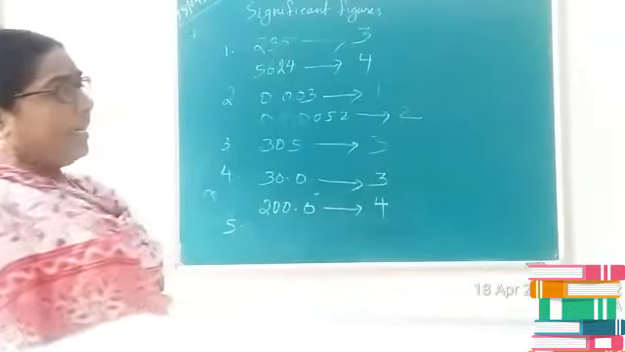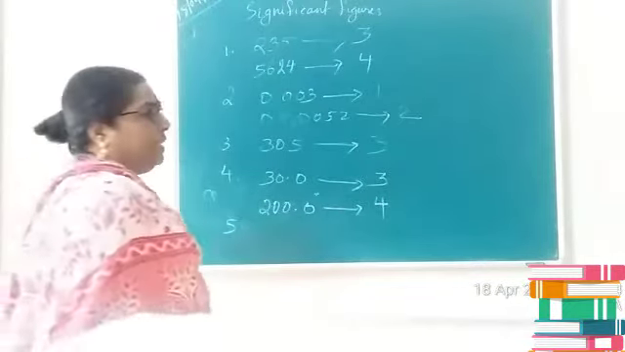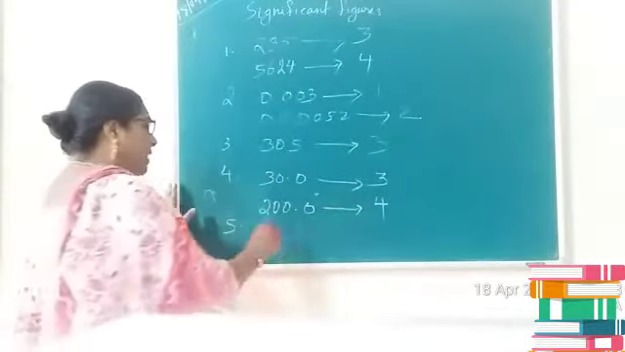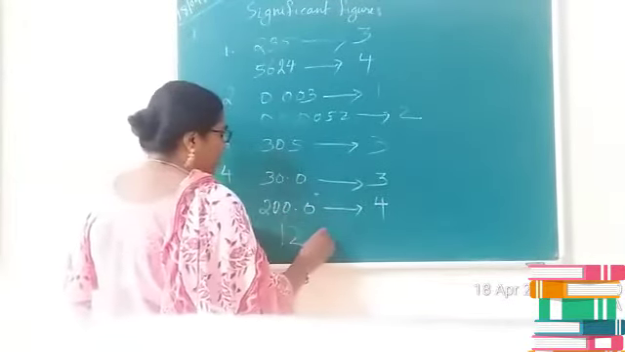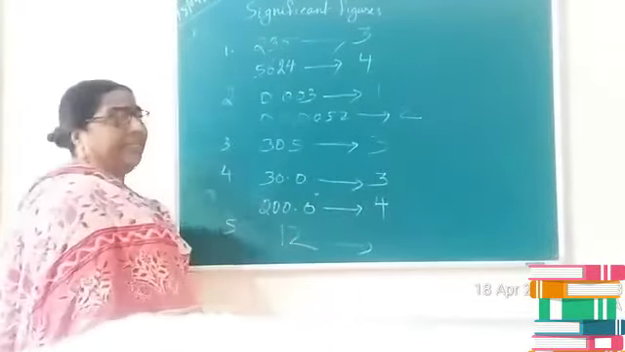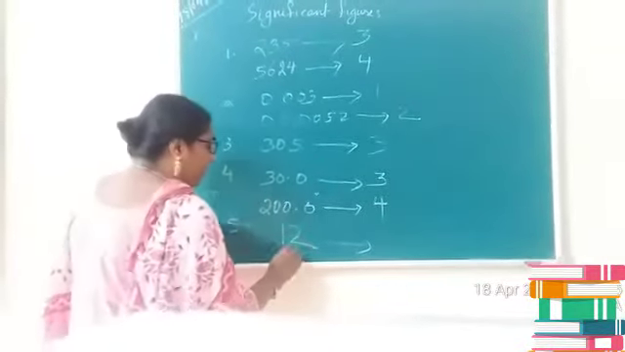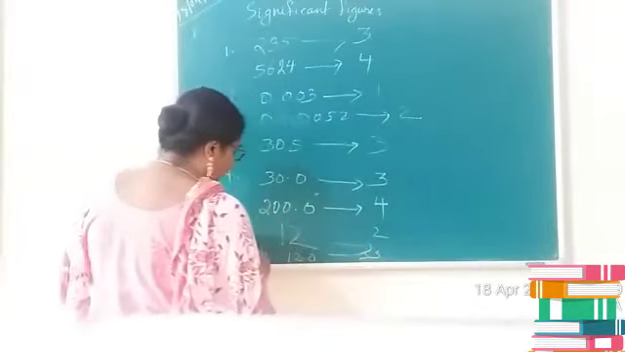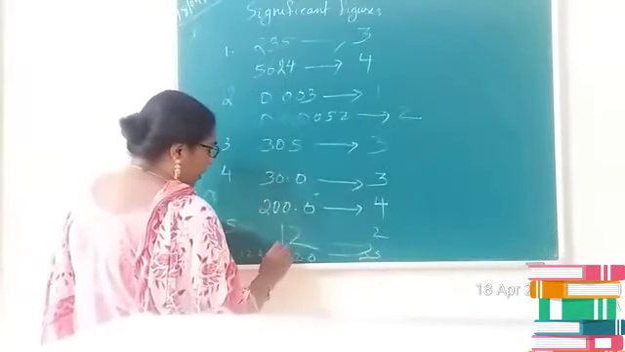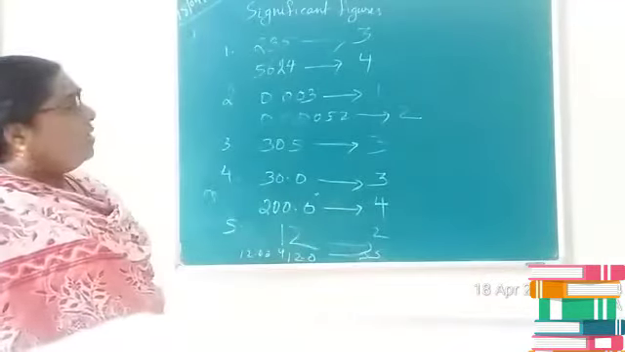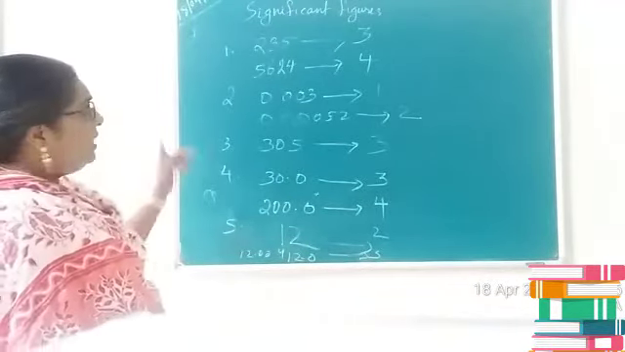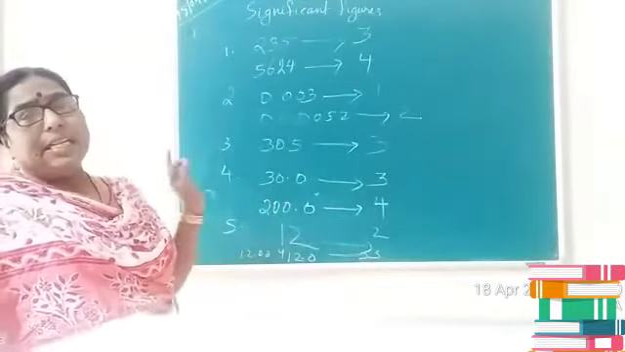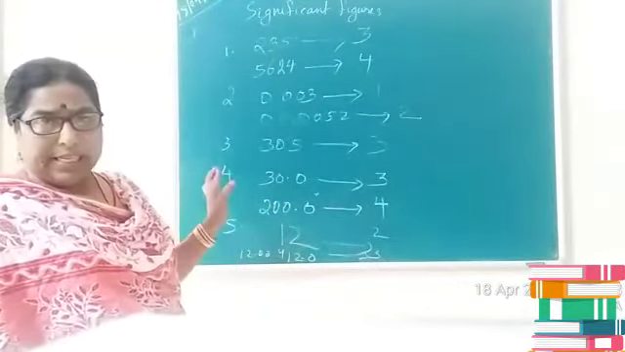And the last point, we can say that for countable objects, the number of significant figures is infinite. Is it clear? If you consider 12 mangoes, 12 mangoes means it is having two significant figures, or if it becomes 12.0, that is having three significant figures, or 12.00, it is having four significant figures, and so on. Is it clear, children? The figures which are known with certainty are termed as significant figures. Is it clear, all of you?